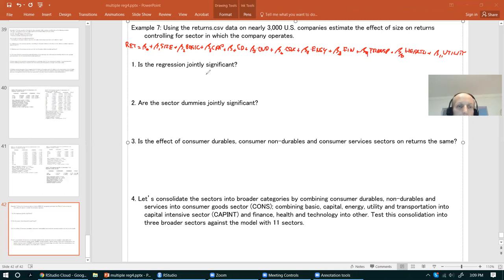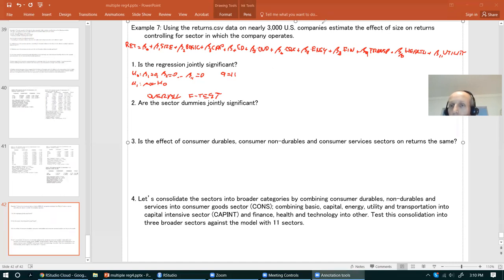Okay, so the first question is, is this regression jointly significant? The null hypothesis to answer this question is whether all slope coefficients are jointly equal to zero. So that means beta 1 equals 0, beta 2 equals 0, all the way to beta 11 being equal to 0. This is against the alternative of not H0. This is just an overall F-test with a number of restrictions here of 11. The overall F-test is done automatically by the computer.